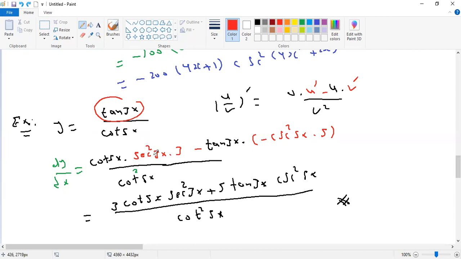The derivative of tan is secant squared u multiplied by the derivative of the angle, 3x, which is 3. Then minus the numerator, tan 3x, multiplied by the derivative of the denominator. The derivative of cot u is minus cosec squared u times the derivative of 5x, which is 5. So negative times negative will be positive 5 tan 3x cosec squared 5x, and this one 3, that I wrote before.